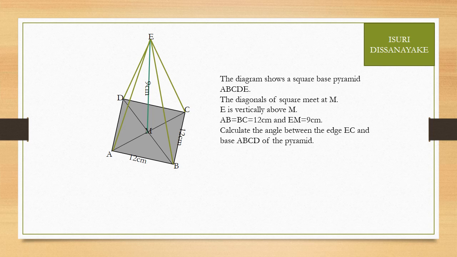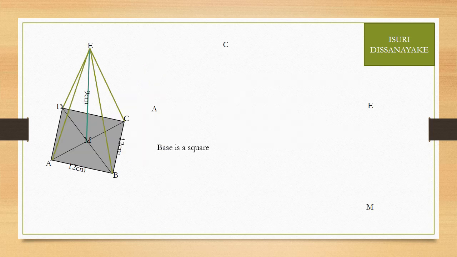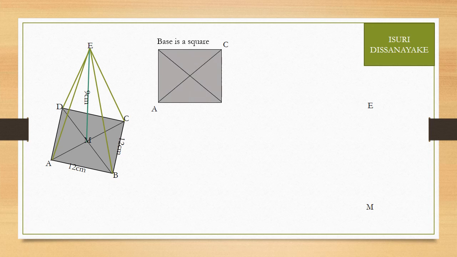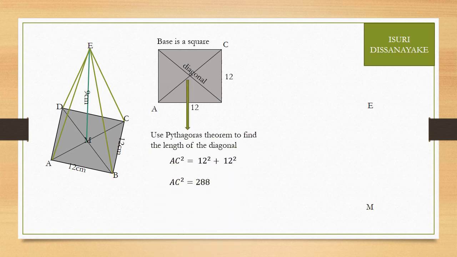As you did in the previous sum, as the first step, I will draw the square that is the base of the 3D figure separately, as we did before, and I will find the length of the diagonal using Pythagoras theorem. So the length of the diagonal AC is root 288. Then I know that MC is half the length of the diagonal, and EMC creates a right angle triangle.